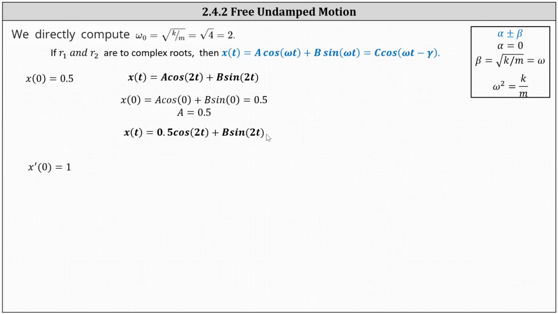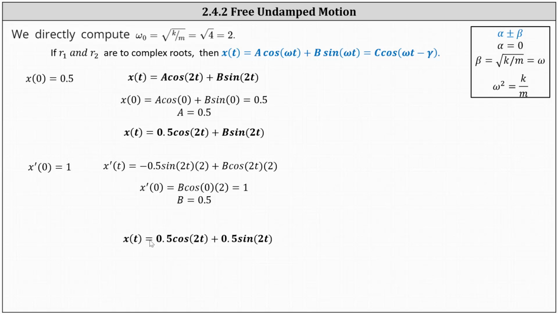The next step is to find the first derivative so that we can then use the initial condition x prime of 0 equals 1. x prime of t is equal to negative 0.5 sine 2t times 2 plus b cosine 2t times 2. And now we substitute 0 for t and set it equal to 1. But notice here we will have a sine 0, which is 0, so we'll leave that off, and we have b times cosine 0 times 2 equals 1. Again, cosine 0 is 1. Dividing both sides by 2, we have b equals 0.5. We now know the particular solution is x of t equals 0.5 cosine 2t plus 0.5 sine 2t.